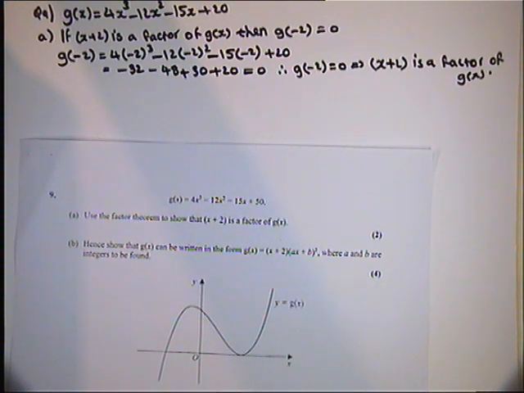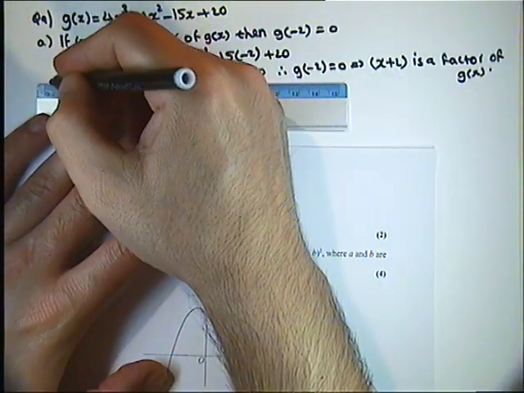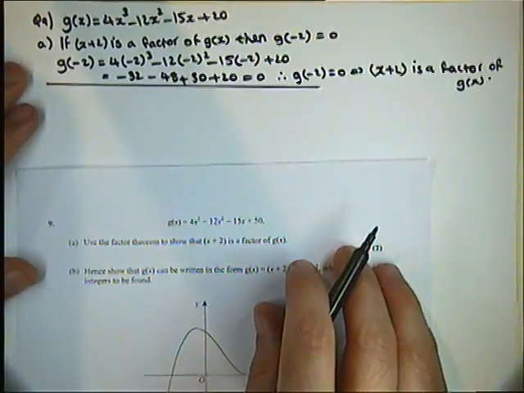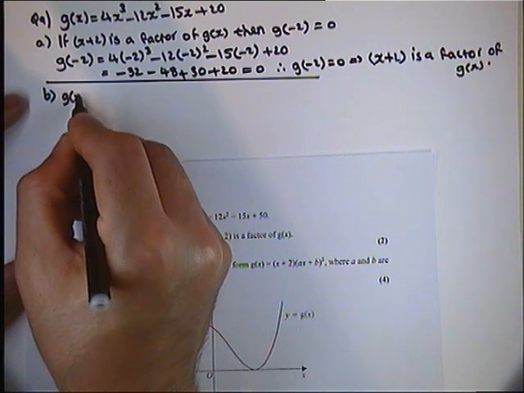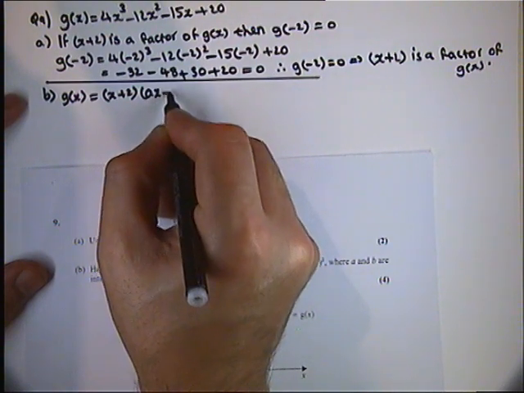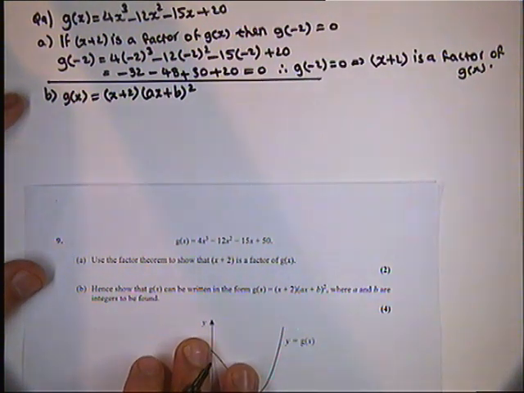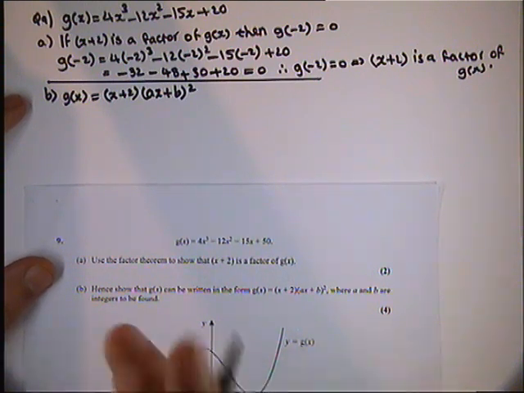Part B. Hence show that g of x can be written in the form of x plus 2 times ax plus b squared. To show that g of x could be written as x plus 2 times ax plus b squared, all we need to do is use long division to find the other factor or factors of g of x.